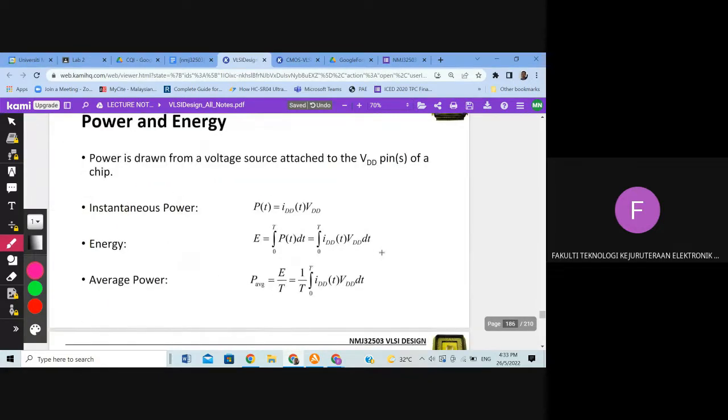Okay, so next is the relationship between power and energy. Are you okay to proceed, or can we continue next week? Any response from the students?